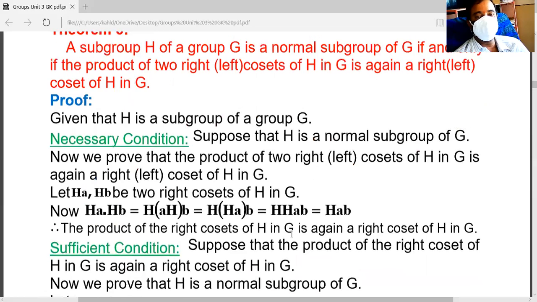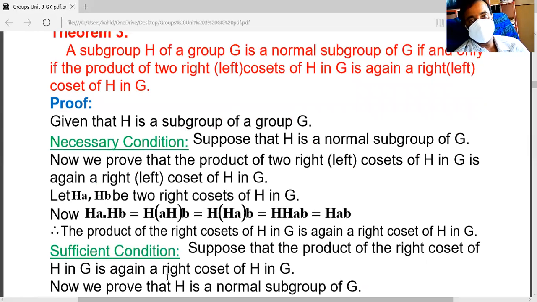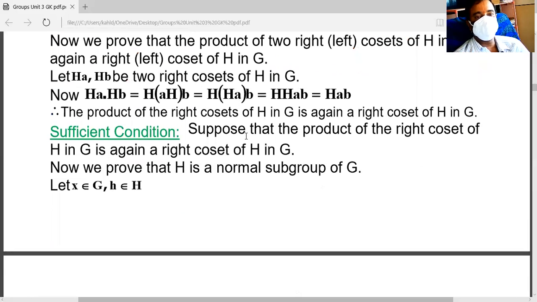Correct. Now I am going to the sufficient condition. For that, we have to take that the product of two right cosets is a right coset, and we have to prove that H is a normal subgroup. Kindly follow the cursor. Students, are you following the cursor? Suppose for the sufficient condition, I am taking that the product of two right cosets of H in G is again a right coset of H in G. Now we want to prove that H is a normal subgroup of G.